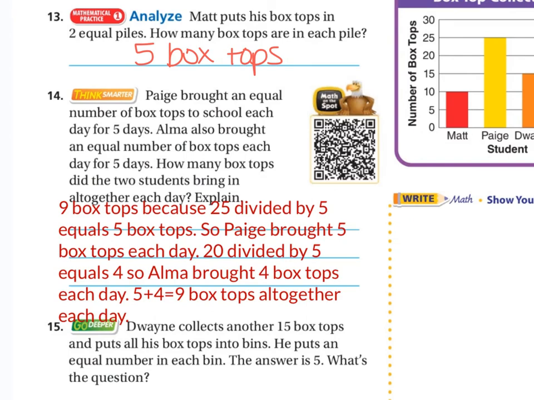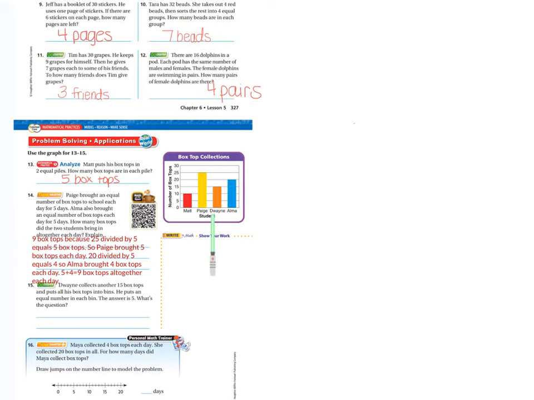Here is the answer for number 14. Please pause the video right now to make sure you had something along these lines. First, you needed to look at the bar graph for Paige. Paige brought 25 box tops. If she's bringing them over the course of 5 days, that would be 25 divided by 5. 25 divided by 5 equals 5.